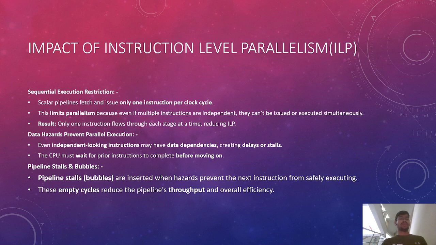Second is data hazards prevent parallel execution. Even independent-looking instructions may have data dependencies, creating delays or stops. The CPU must wait for prior instructions to complete before moving on, like we have to do priority scheduling. Now, pipeline stalls and bubbles. Pipeline stalls are inserted when hazards prevent next instructions from safely executing. These empty cycles reduce the pipeline's throughput and overall efficiency.